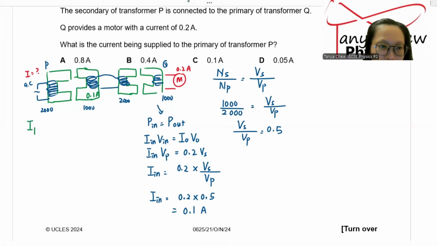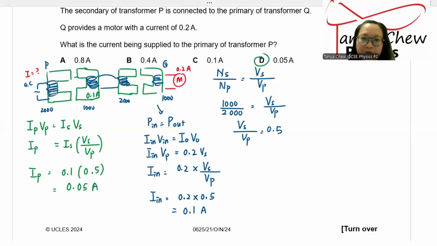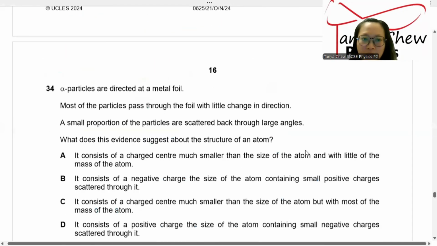I primary, V primary is equal to I secondary, V secondary. So I primary is the one that I have to find. Okay, I secondary, Vs over Vp. So I primary for P is I secondary, which is 0.1, times the ratio of the secondary voltage to the primary voltage, 0.1 times 0.5, you have 0.05 ampere. So the answer is 0.05 ampere, which is D.